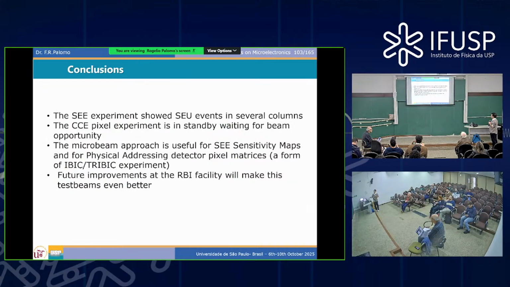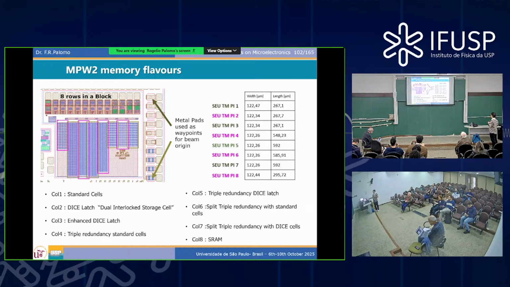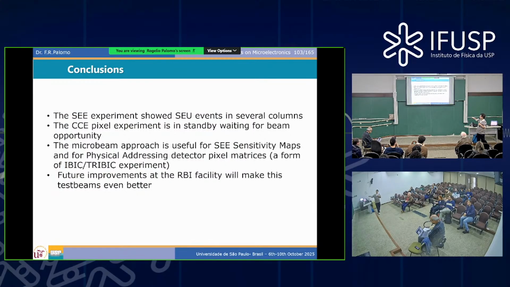The conclusions: we saw even single event effects in several memories. At the end, from this experiment, we decided that in RD53 to put simple TMR. The DICEs were behaving excellently, but they were too huge to fit the final design. So sometimes you cannot choose the node in the memory. Sometimes you cannot choose the best option because there are other constraints that limit the possibility of using the best.